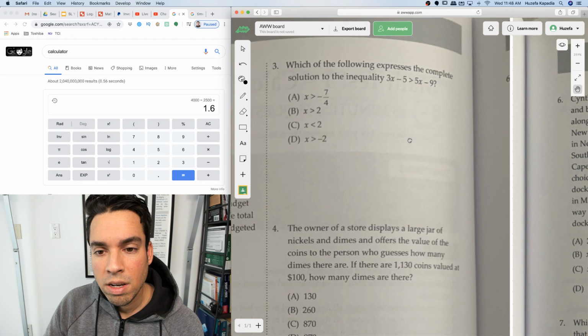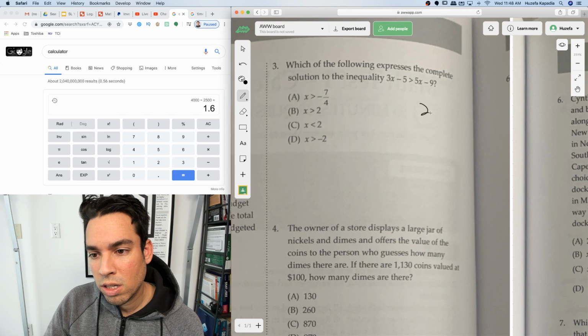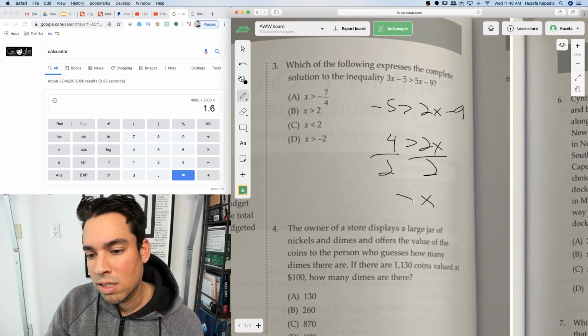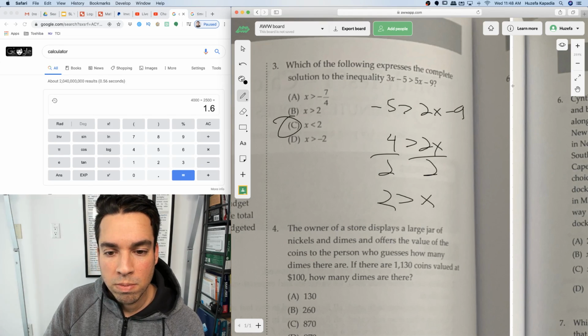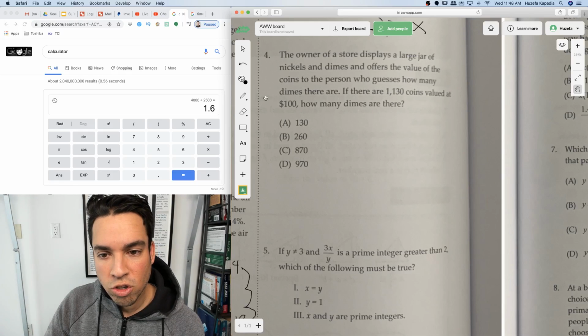Which of the following expresses the complete solution? All right, let's isolate. I'm going to subtract 3x from both sides. I got 2x minus 9 is less than negative 5, right? I subtracted 3x. Now I'm going to add 9 to both sides. So I get 4, right? 9 plus negative 5 is 4, is less than 2x. Divide by 2. X is less than 2. Boom, done.